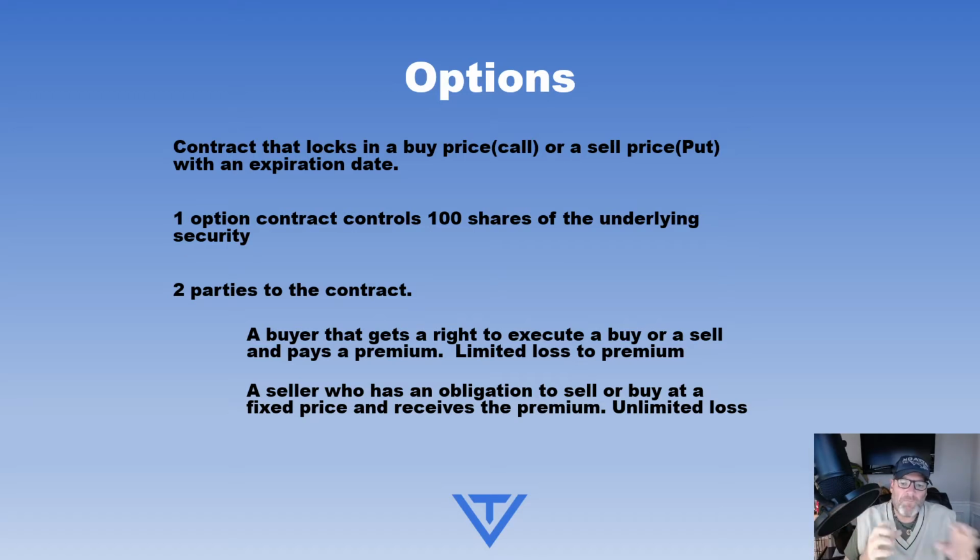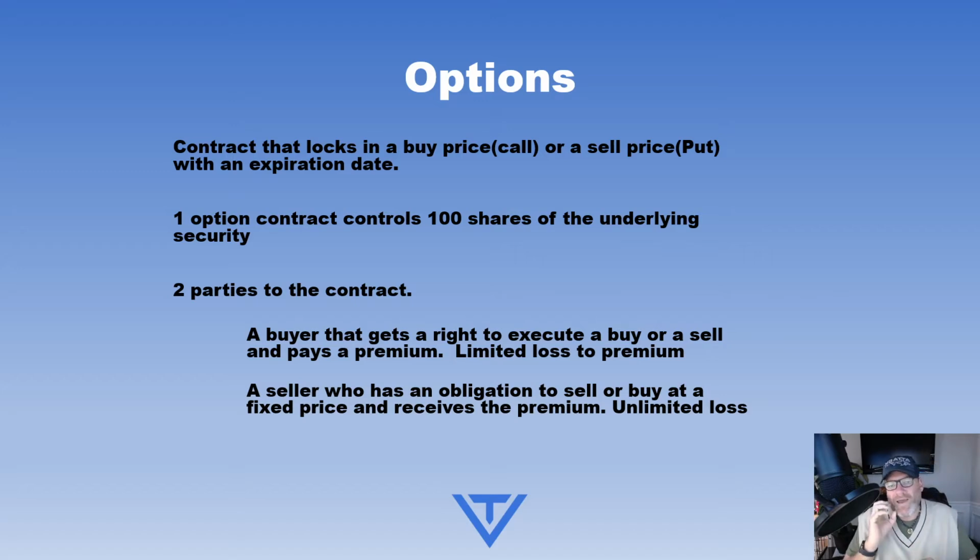The buyer gets a right to do something, either buy or sell, and pays a premium because they have a benefit, they have a right, but their loss is only set to that premium. Now the seller, which is the other person on the other end of that contract, has an obligation to do something at a fixed price, and for taking on an obligation, they receive that premium, and they have unlimited loss. Now, let me explain options a little bit more.